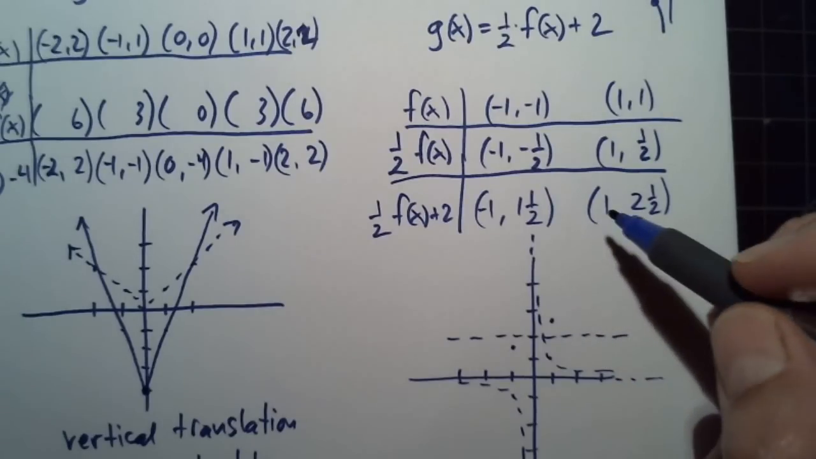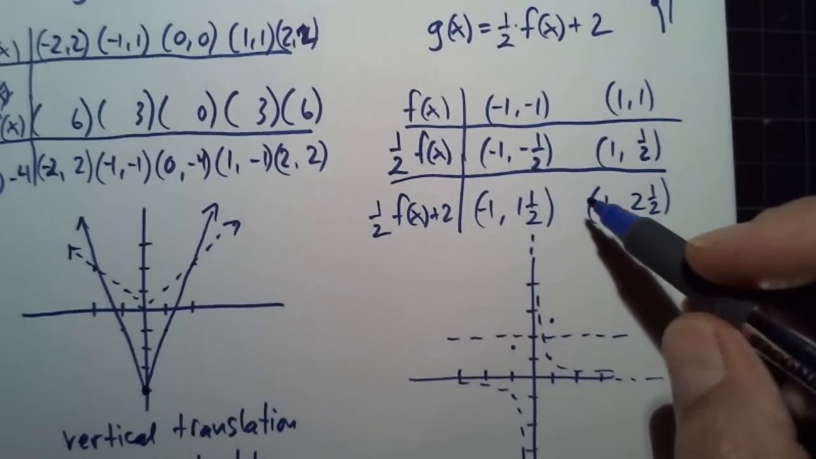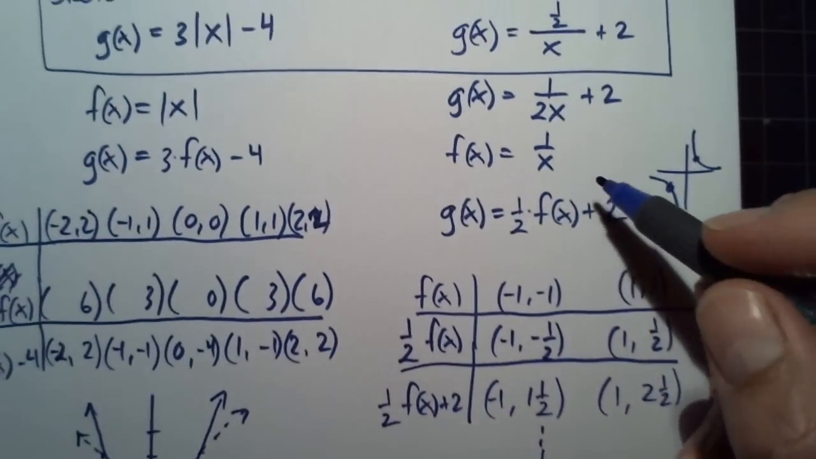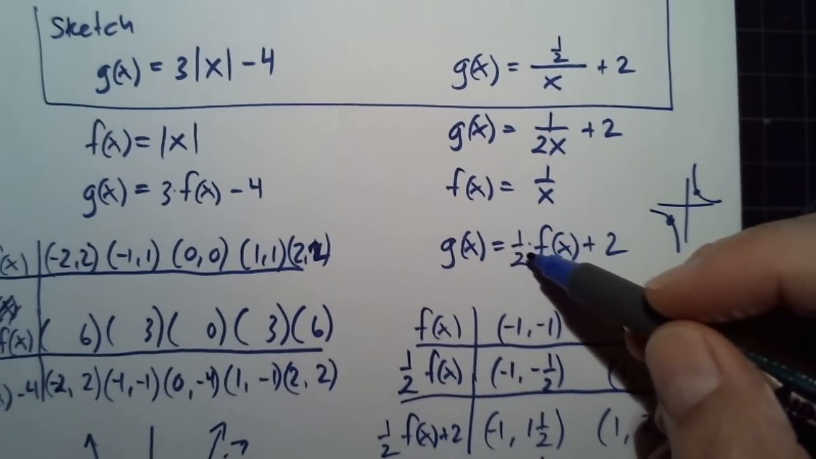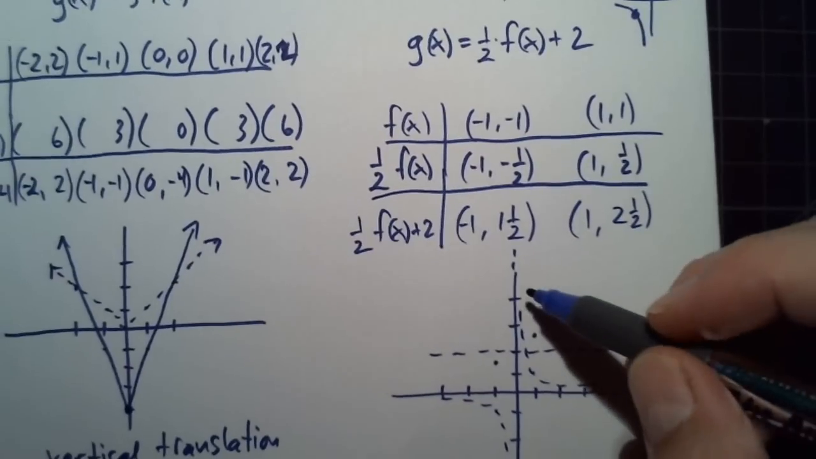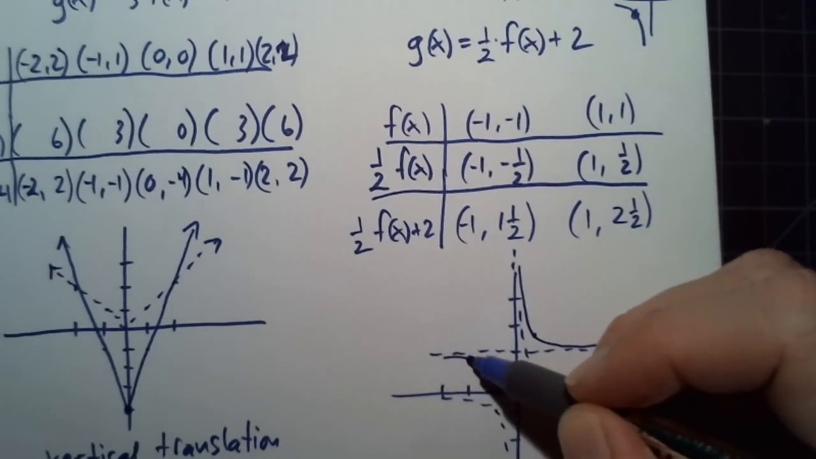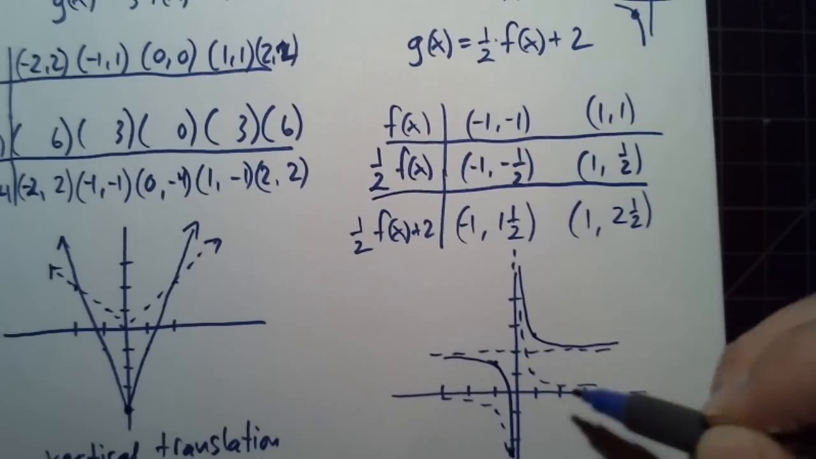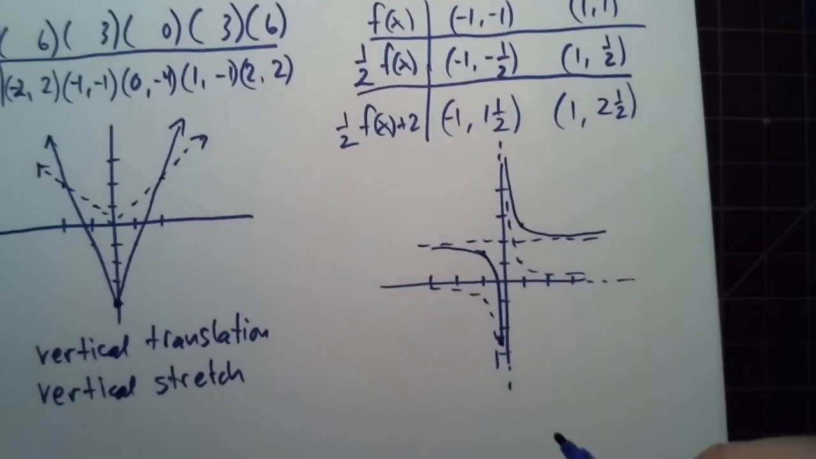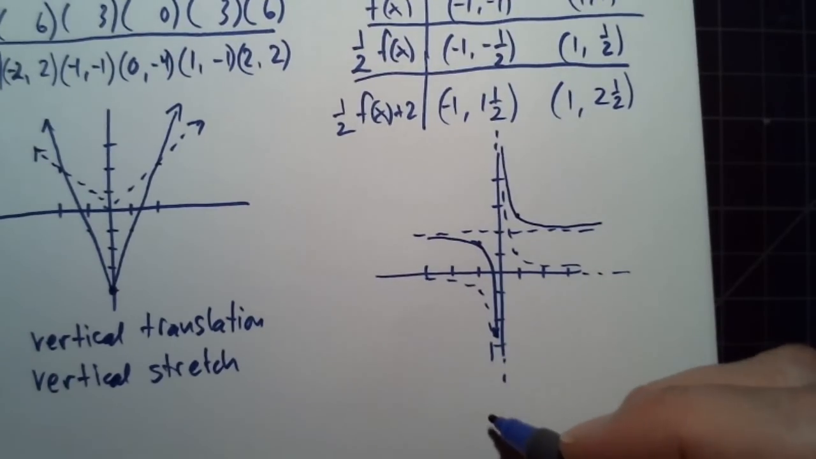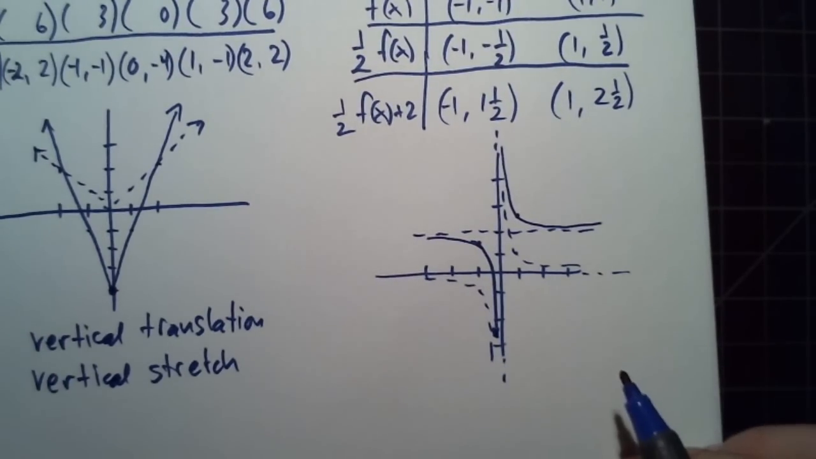We do have this 1/2 making everything lower, so that's going to give us a vertical compression. So here we have a vertical translation and a vertical compression.